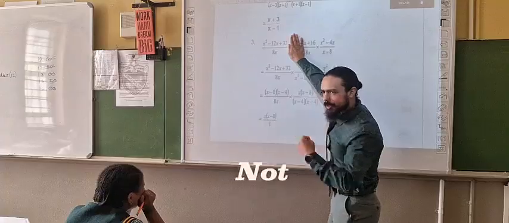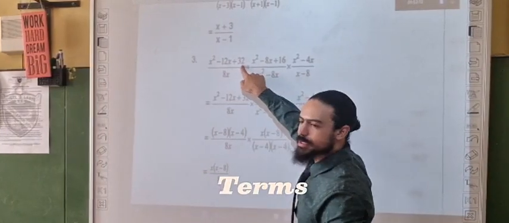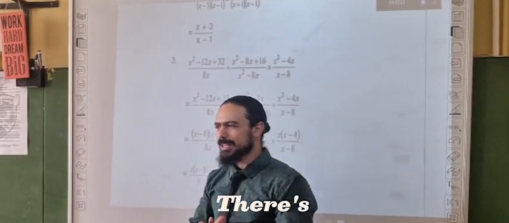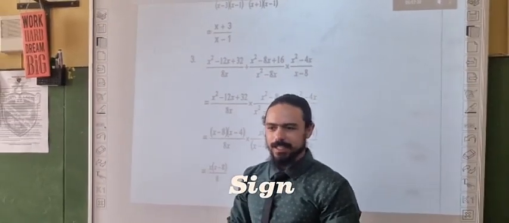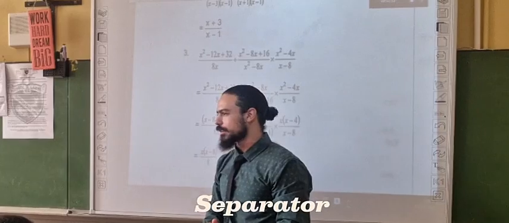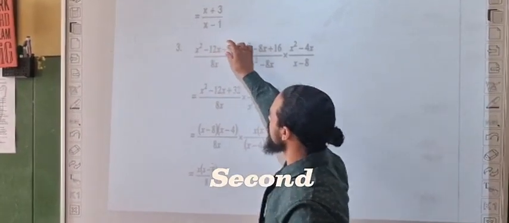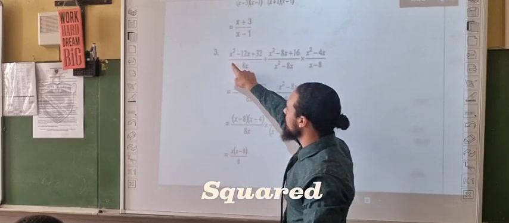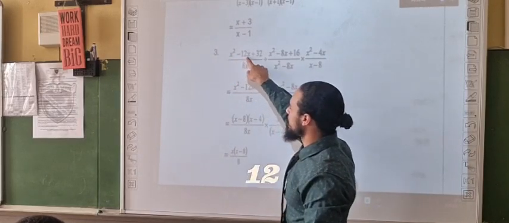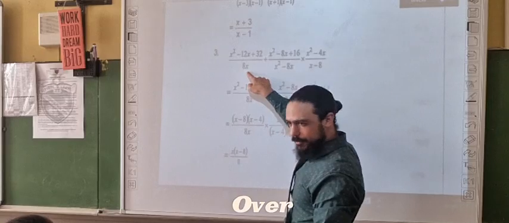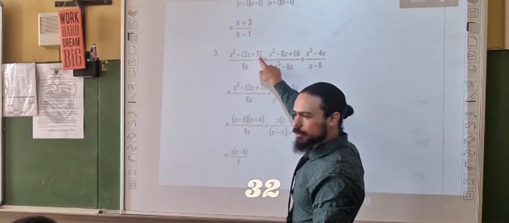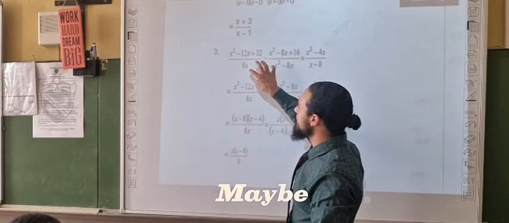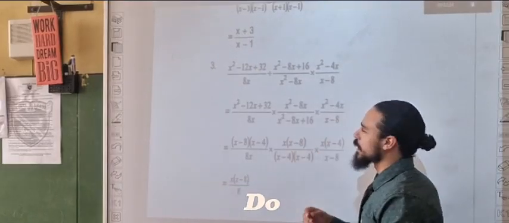No. Why not? Because how many terms are there? 3 terms. And how do we know that there are 3 terms? The plus and the minus sign is a separator. So that means there's one term, a second term, and a third term. In essence, what is standing there is x squared over 8x minus 12x over 8x plus 32 over 8x. But we keep it together like this because maybe in something like this we can do the cancellation.